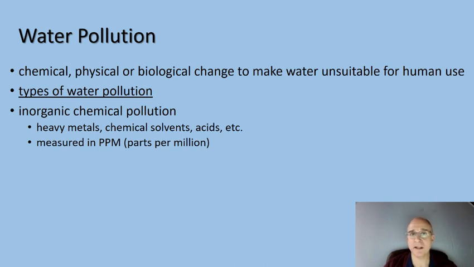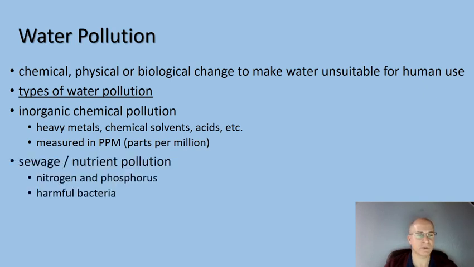Now we measure inorganic pollutants, and frankly we measure lots of different things, in parts per million. So imagine I had a jar and it contained 1,000,000 molecules. Of that 1,000,000 molecules, if 10 of them were oxygen, we would say we have 10 parts per million of oxygen. So it's just a way of measuring the number of atoms or molecules that we have.